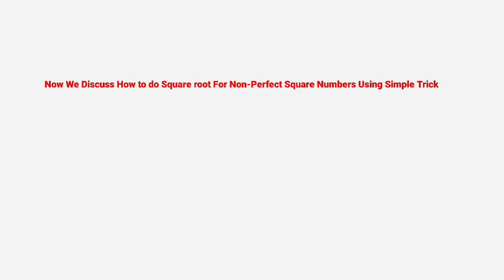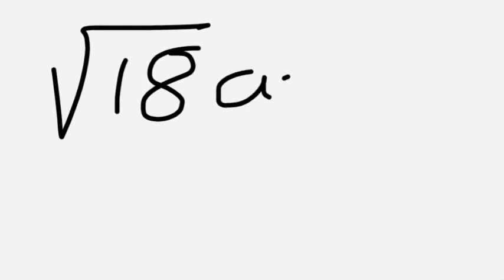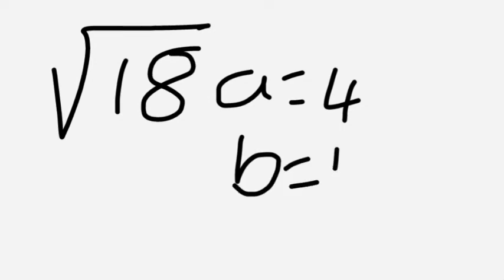Now we discuss how to calculate the square root of non-perfect square numbers. Let's take an example, square root of 18. 18 is between 4 square and 5 square. 4 square is 16 and 5 square is 25. So we take the lesser value. 18 is closer to 4 square, so let a equal 4 and b equal the given number, 18.